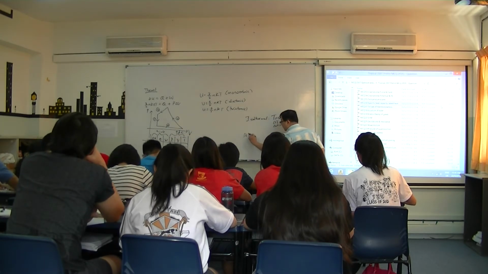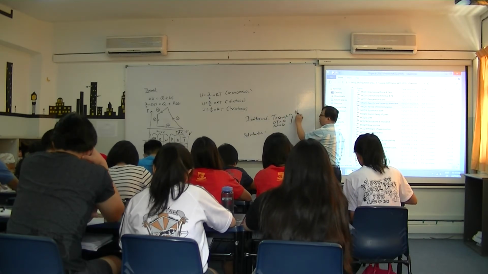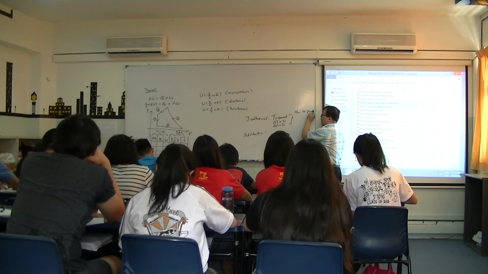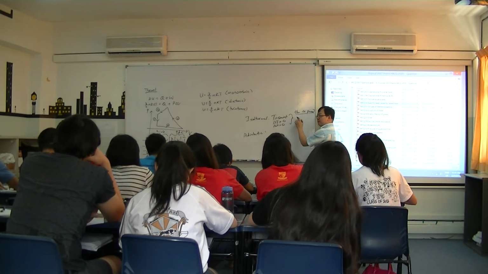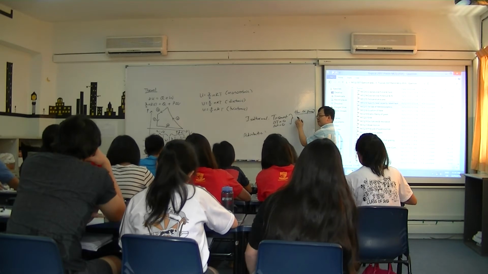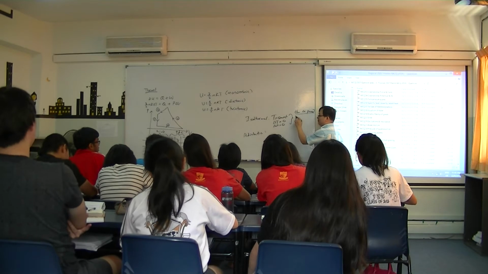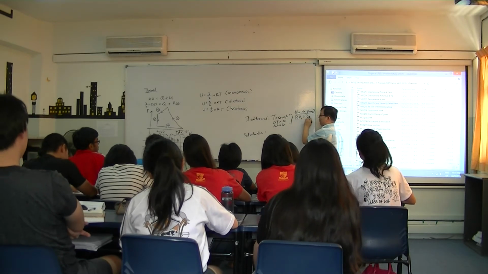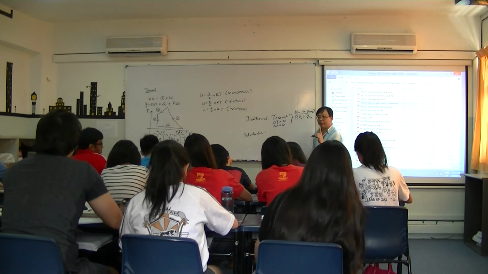Okay. Second is adiabatic. But first, how to prove an isothermal process? Temperature never changes. PV equal to nRT, so PV over nR is constant. This one only, remember, okay?